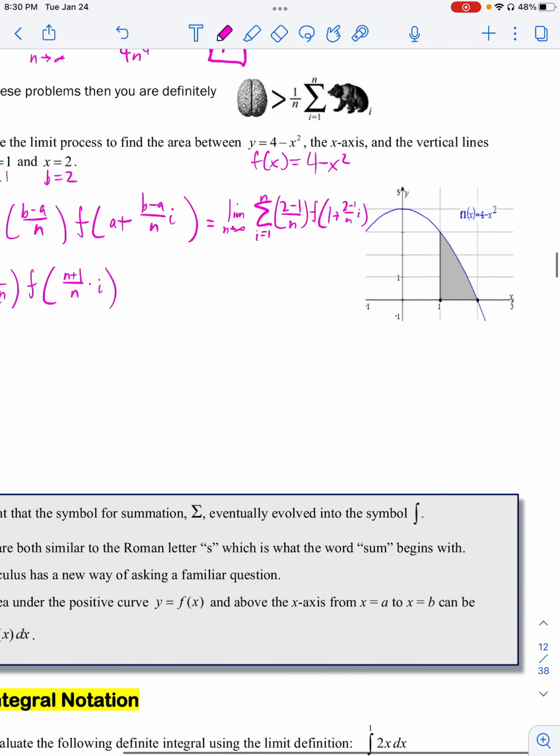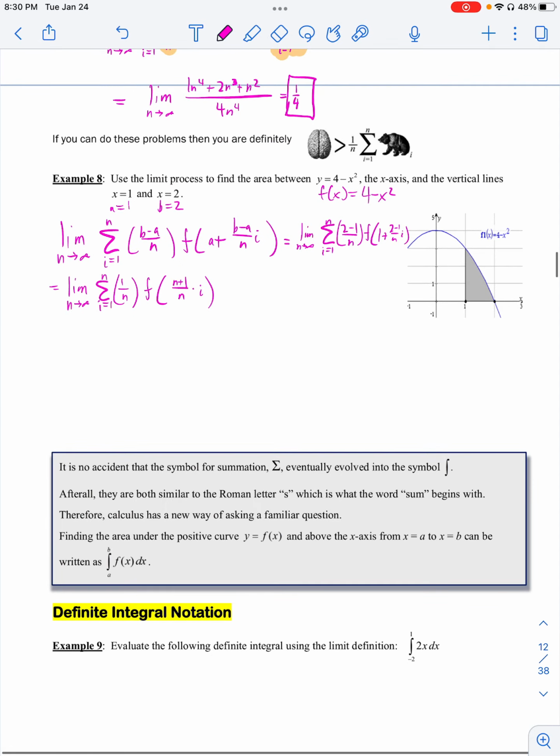Is this supposed to be that hairy? I guess so. Okay.